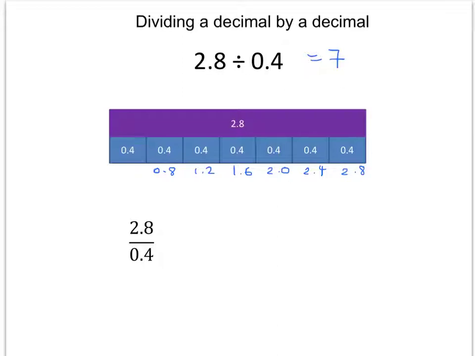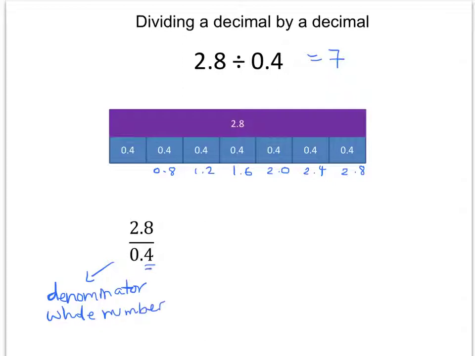And as we know, division and fractions are equivalent. So 2.8 divided by 0.4 is the same thing as saying 2.8 over 0.4. That's how many times does 0.4 go into 2.8. And what we want is an equivalent fraction, but we want the denominator to be without a decimal. So we want the denominator to be a whole number.